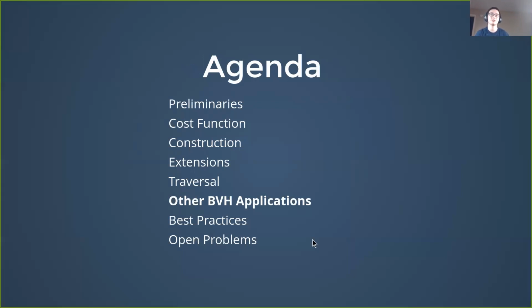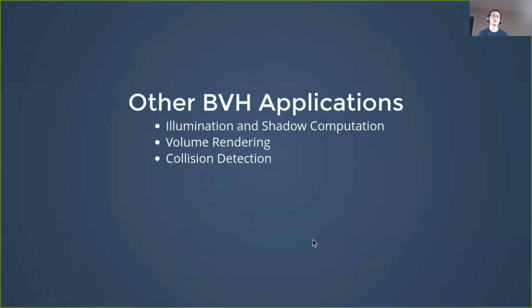There are some other BVH applications beyond just ray tracing. If we want to do illumination or shadow computation, we can just use BVH. We can directly do volume rendering with BVH without even having some kind of primitives. And BVH can also be used for collision detection, but I don't think it's that popular. I think other acceleration data structures like KD tree and octree are still more popular in that space.